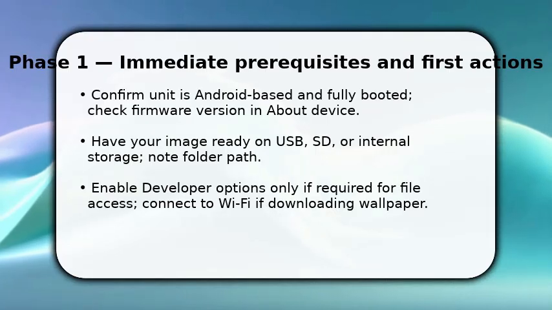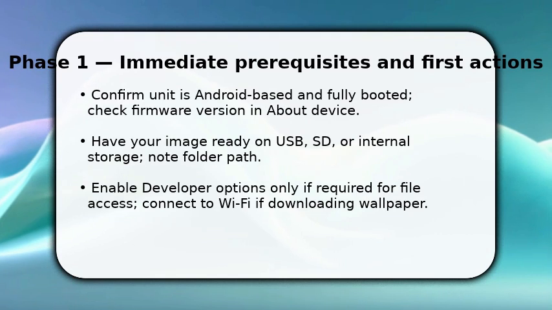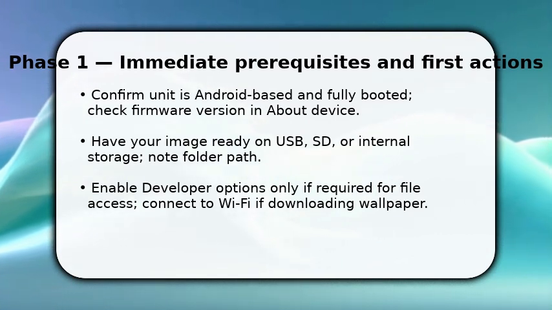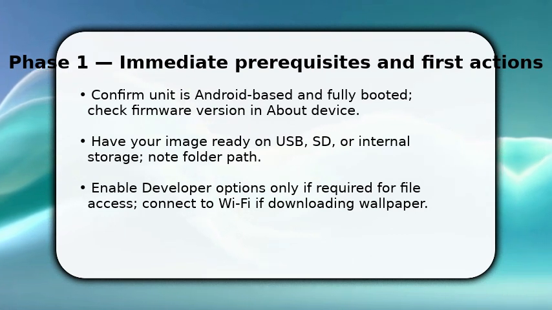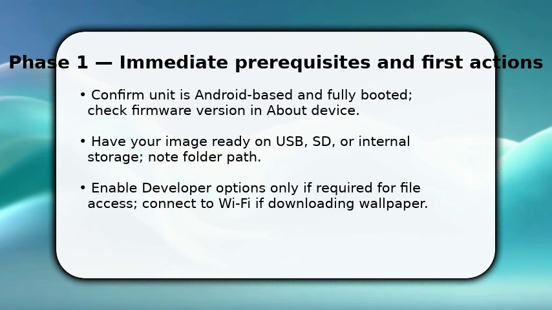You start by confirming the car player is Android-based and fully booted. This avoids model-specific menus. Next, locate your image on USB, SD card, or internal storage. Remember the folder path so you can find it fast.